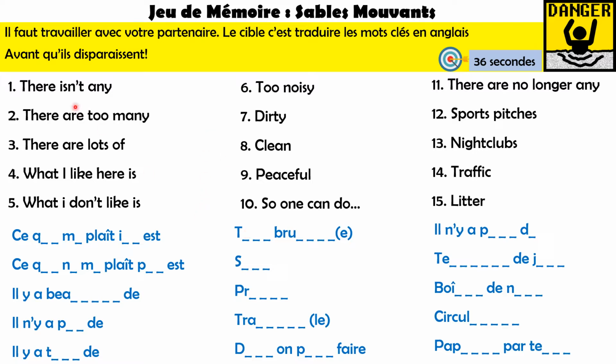Let me show you how easy this is. There isn't any: il n'y a pas de. There are too many: il y a trop de. There are lots of: il y a beaucoup de. What I like here is ce qui me plaît ici. What I don't like here is ce qui ne me plaît pas. Alright, guys. See that? That's what I want from you. 1 minute pause and then I'll count you down when you restart the video. Alors, mes petits, you should have prepared yourselves. Let's go. 1, 2, 1. Allez!